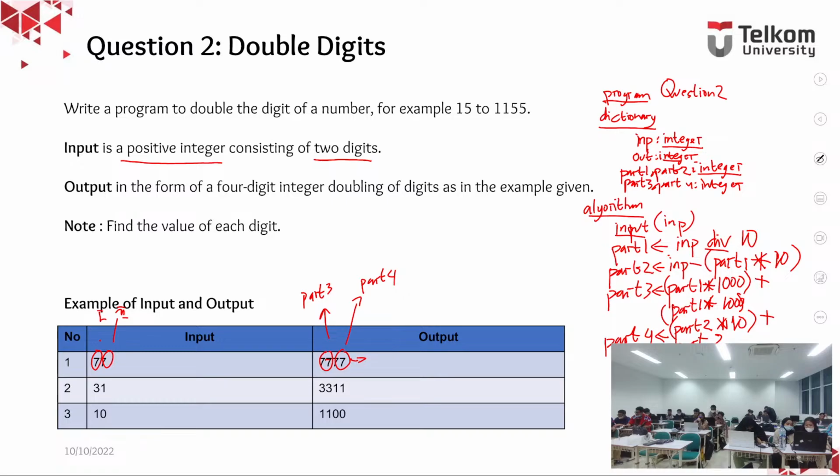And then the output is part 3 plus part 4, and we will output that. Okay, is it correct? Yeah, you can try later, okay?